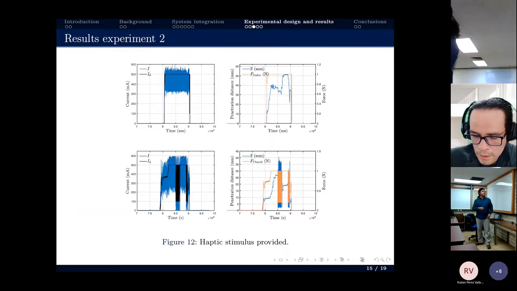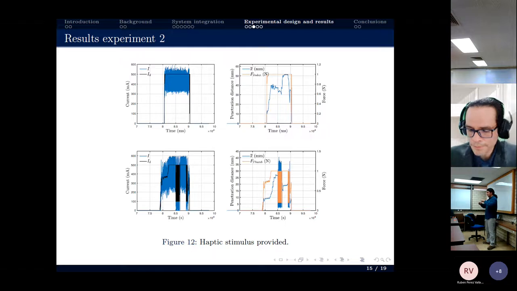Here in figure 12, you can see both the penetration on the object, the haptic force calculated, and the control of the current of the motor, which delivers the haptic stimuli to the finger by propagating this torque through the Jacobian of the kinematic chain.